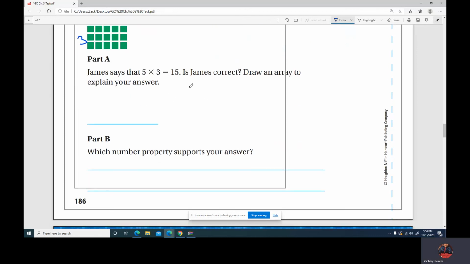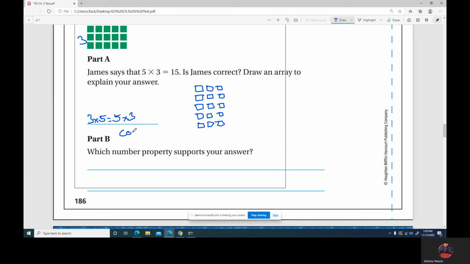So now instead of 3 down, we have 5 down. 1, 2, 3, 4, 5. We're going to have 3 across. If we fill this in just like this, it will still equal 15. So explain your answer. 5 times 3 or 3 times 5 equals the same as 5 times 3.